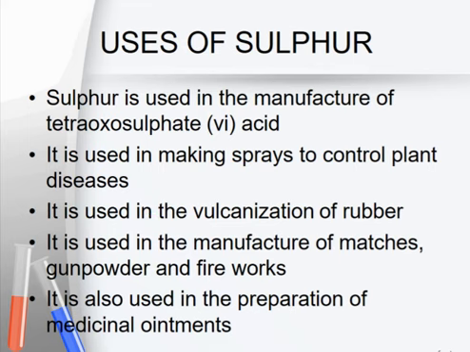Sulfur is used in the vulcanization of rubber, which is a process which converts soft rubber into a hard, tough, less plastic, and more durable form by heating with sulfur.